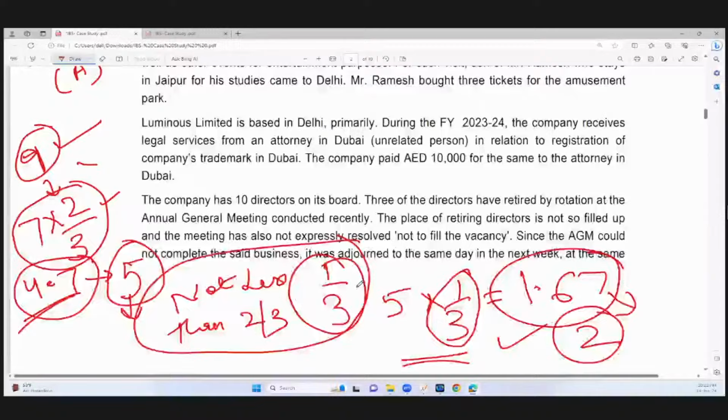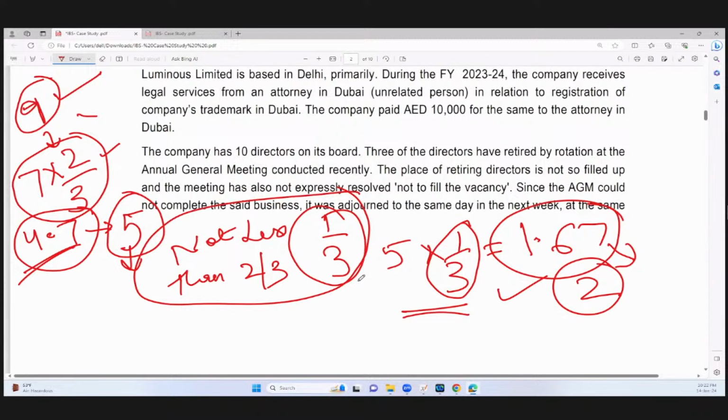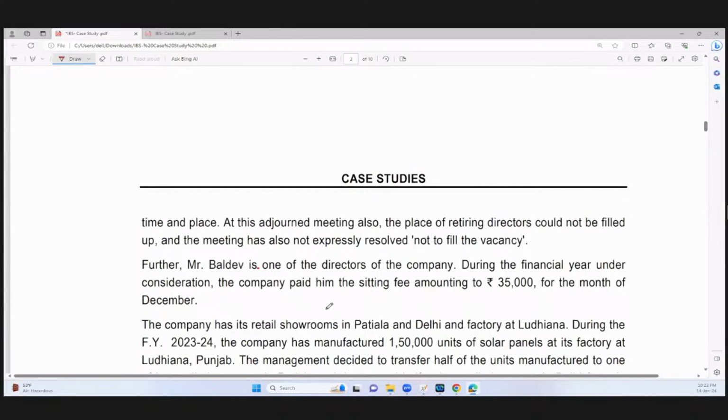Now, what happened? The AGM provisions are covered in section 96. If the AGM could not complete, the AGM has not concluded. It was adjourned to the same day in the next week. Adjourned means shifted at the same time and place. At this adjourned meeting also, the place of retiring directors could not be filled up, because the adjourned meeting is the same meeting as the original meeting.